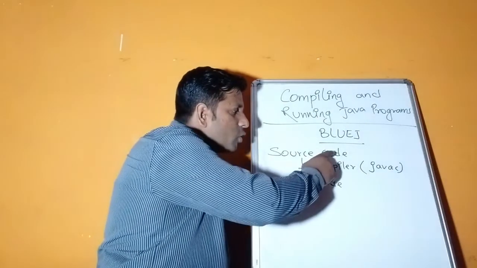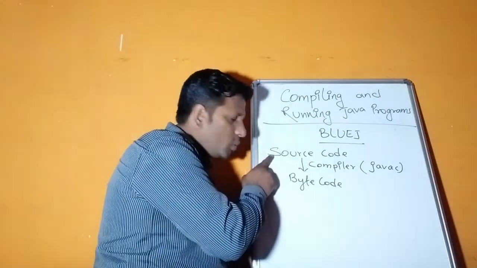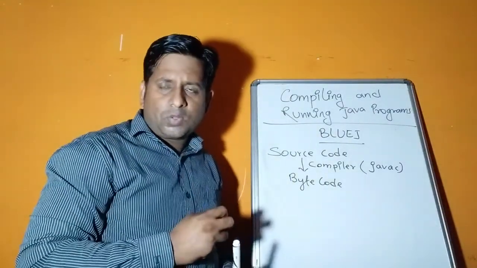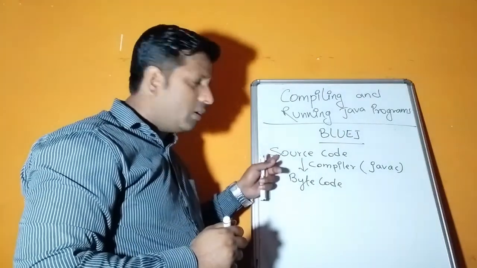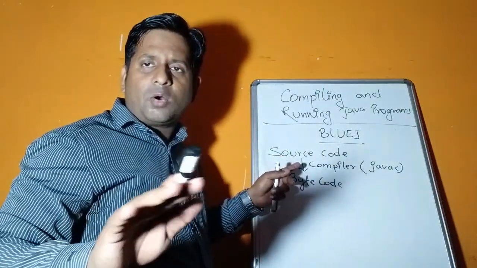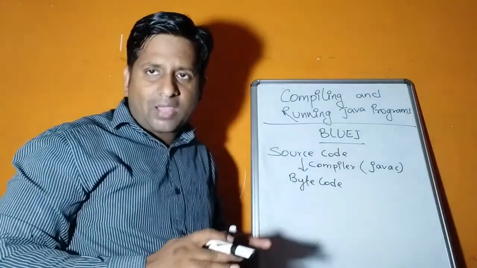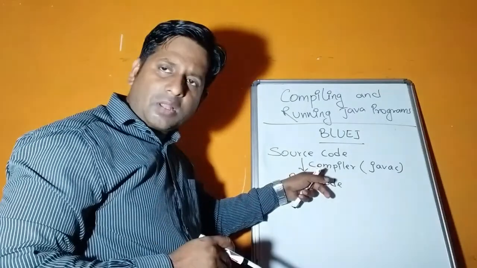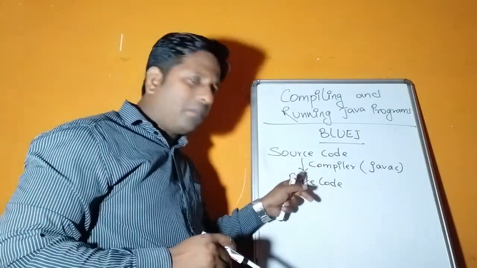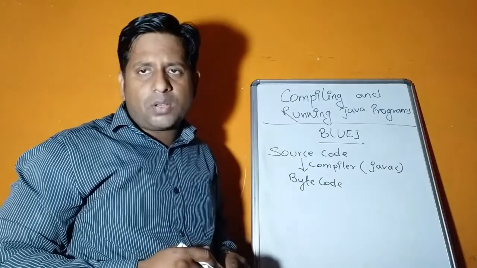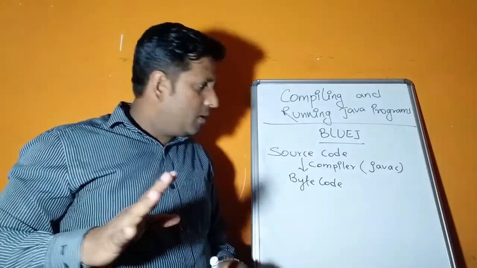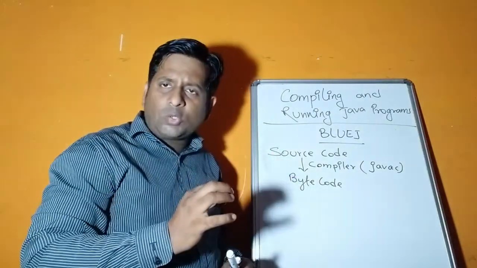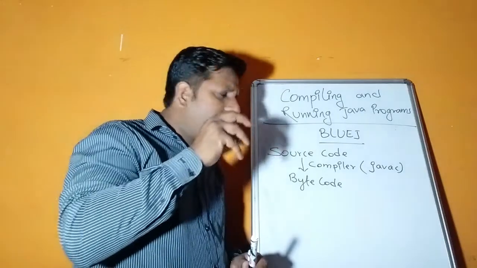Source code is human understandable code. That means the program written by us, okay, in our language. Our language is not Hindi or Bangla or Nepali, okay. Our language means Java language, high level language, OOPS concept. So source code is compiled by the compiler, that is JAVAC, into bytecode. Bytecode is a machine understandable code. The machine understands that.